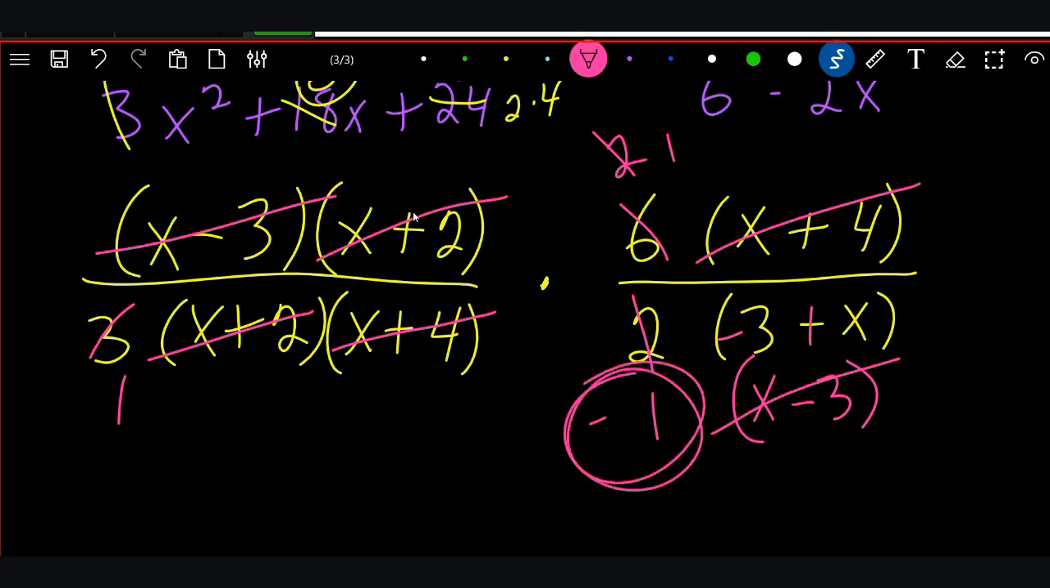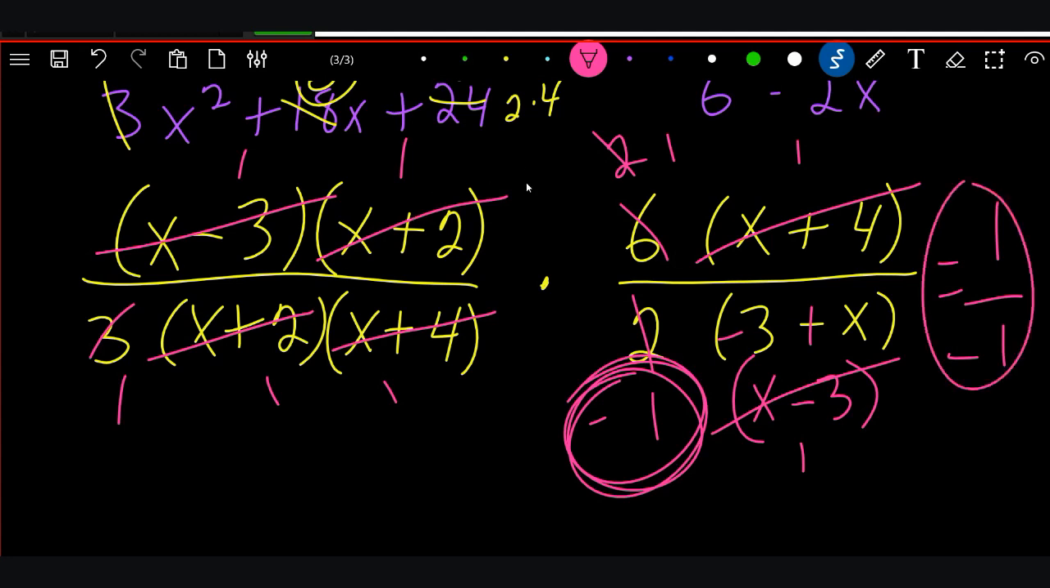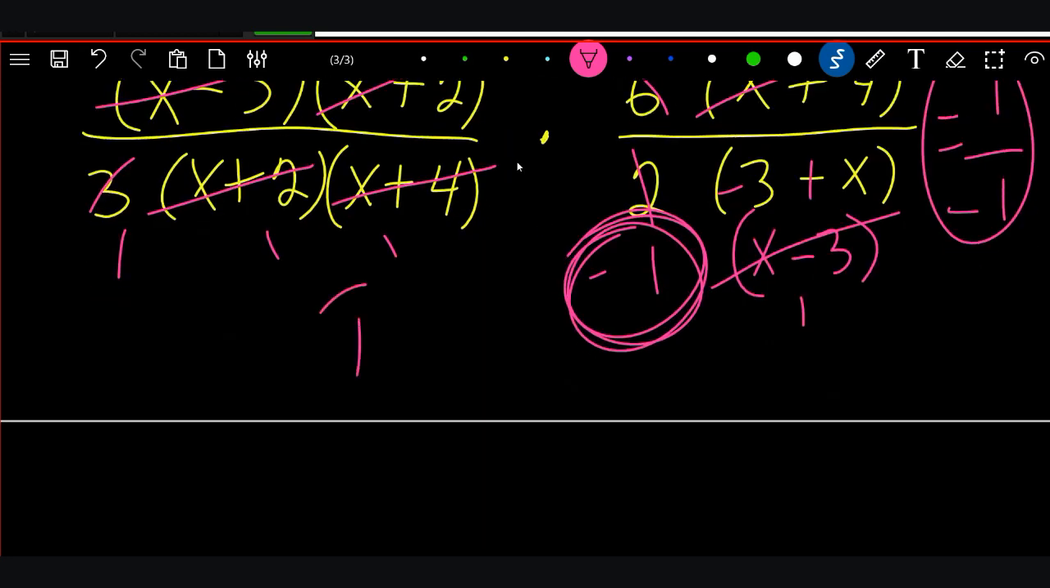That's why I told you those ones are important. Because when everything else cancels, we don't get 0. The answer to this is not 0. The answer to this on the top is all these ones equal 1. And on the bottom, all these ones are going to equal -1 because of this -1 right here. So what is -1 divided by 1? The answer to this question is 1.